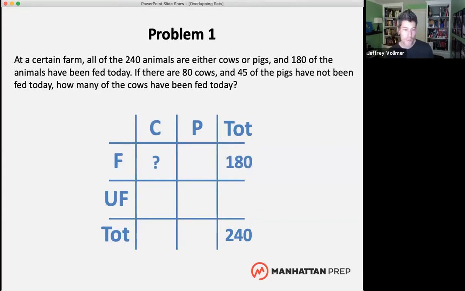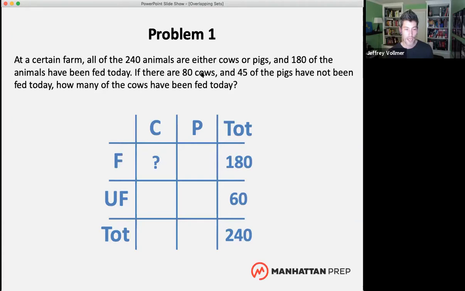Now, before you speed on through to the next bit of the problem, remind yourself you're supposed to add up top to bottom. And if you know the values of two items in a row, you should be able to figure out the value of the third item, right? 180 plus something is 240. That something needs to be the remaining animals that haven't been fed, those 60 hungry animals. The number 60 is not presented in here, but it is inferable, it is implied, and you'll have to write this down.